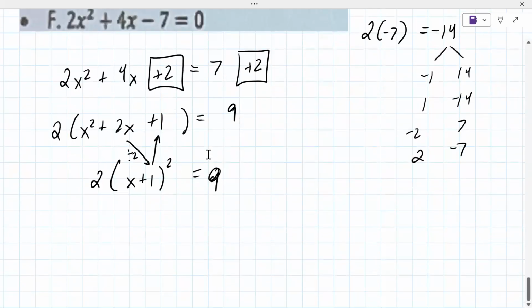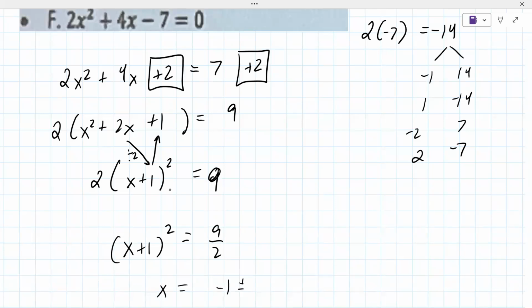Yep. So you're not done. You have to divide by 2 on both sides. Then take a square root, subtract 1. X plus 1 equals the square root. It's 9 divided by 2. You've got to divide by 2.